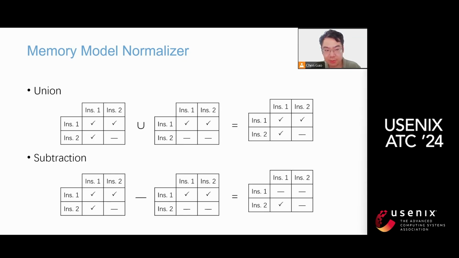Union operation produces a specification table that is greater than or equal to each input table. Subtraction produces a specification table that has the ordering enforced by the first table but not the second one.